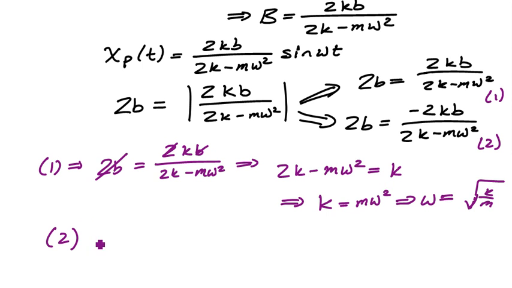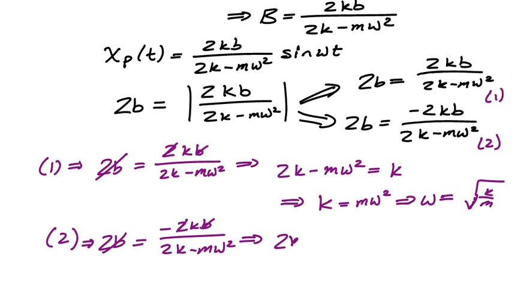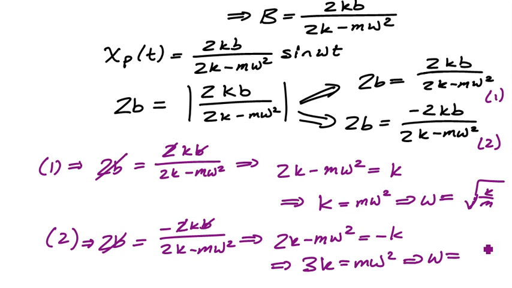If I look at case 2, I'm going to have that 2b is equal to minus 2kb divided by 2k minus m omega squared. I can again cross out a 2b top and bottom, and in this case I'll get that 2k minus m omega squared is equal to minus k. So I'm going to have that 3k is equal to m omega squared, which gives me that omega is again plus or minus, keeping only the plus, the square root of 3k over m. And these will be the two frequencies at which the system exhibits a response which is exactly twice that of its base excitation. I'll leave it up to you to finish up from here.